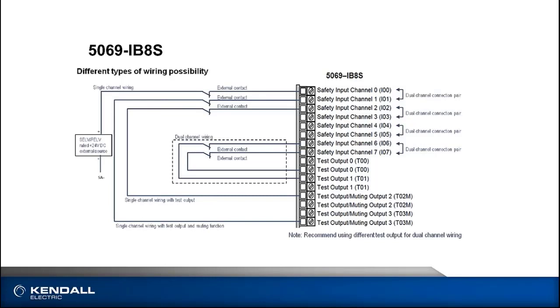On the right-hand side there, you see the channels are set up in connection pairs. So channel 0 and channel 1 are a pair, channel 2 and channel 3 are a pair, and so on and so forth. So when you look down at channel 6 and 7 as a pair, those are set up with dual channel wiring. In this case, we have a dual channel safety device that is wired into channel 6 and channel 7. And again, we're making use of that test output feature. In this case, we have the ability to test 24-volt short to ground and also cross-channel fault detection.